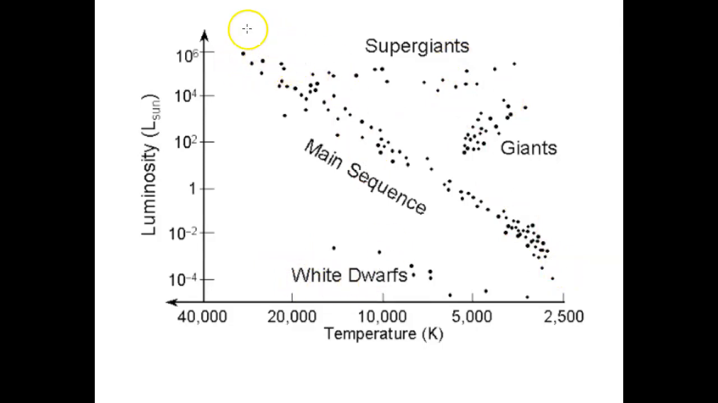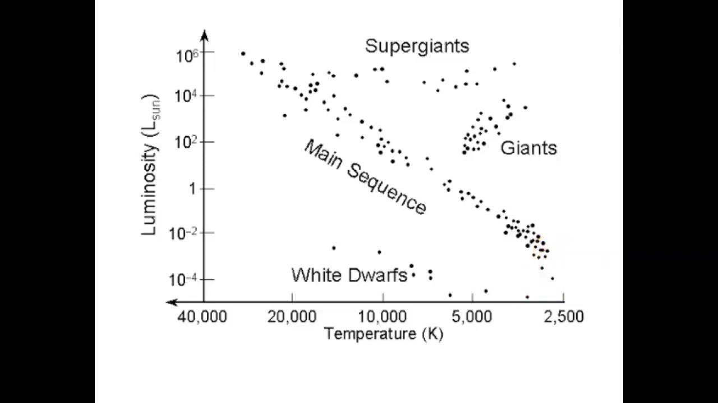Now, the stars up here on the main sequence band, they are high mass. They burn through their fuel quickly. They have short lives, and they're very luminous. The stars down here are lower mass. They burn through their fuel more slowly, and they have extremely long lives.